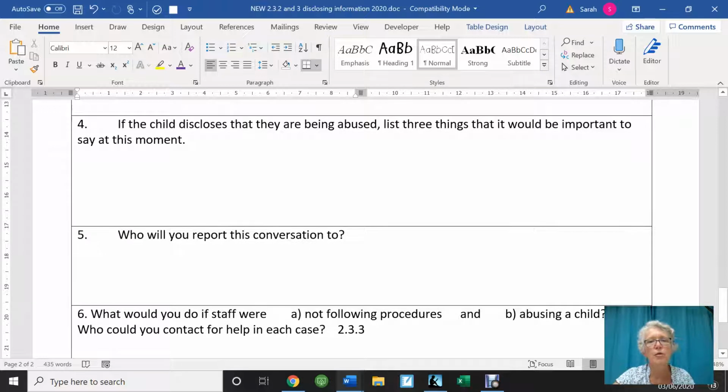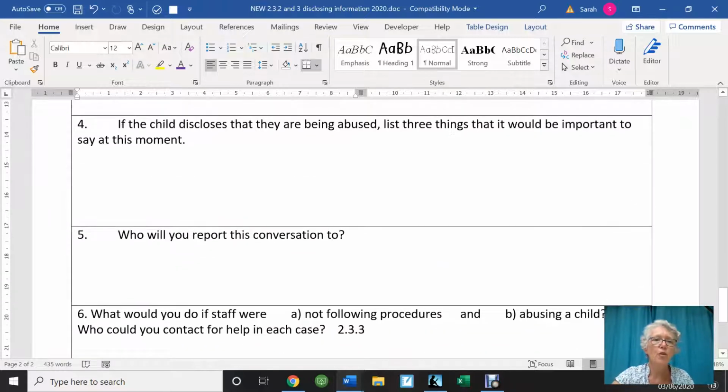And who will you report the conversation to? Well, if it's in school, it's your safeguarding officer. If it's out of school, for help and advice, you could ring the NSPCC, and they have helplines for adults to report abuse. Or if a child wanted to report something themselves, they could ring the Childline number.